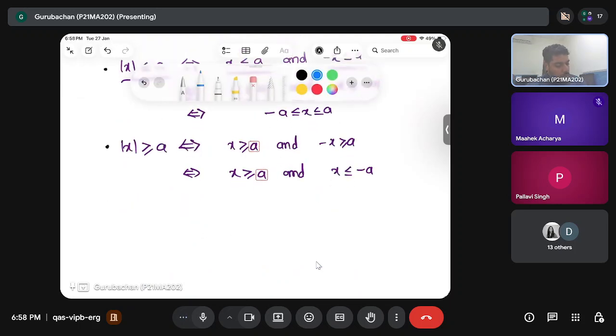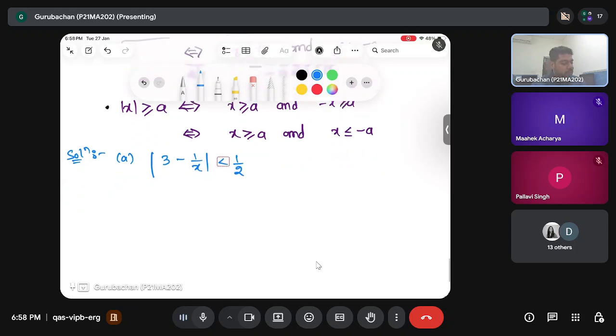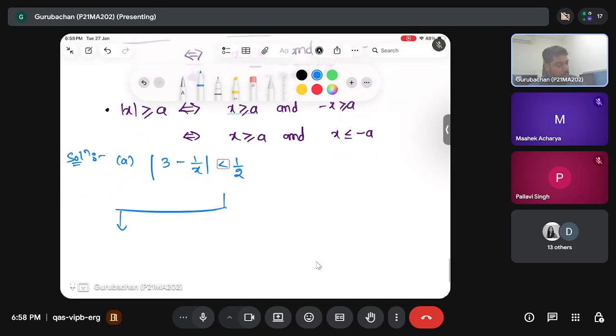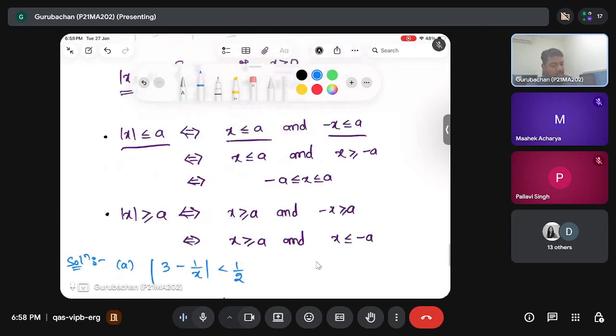So for A part, what you have given? 3 minus 1 by x is less than half. One way is you write 3 minus 1 by x is less than half, and also the negative of this, minus of 3 minus 1 by x, is also less than half. One way is this. The other way is the above that we have discussed.